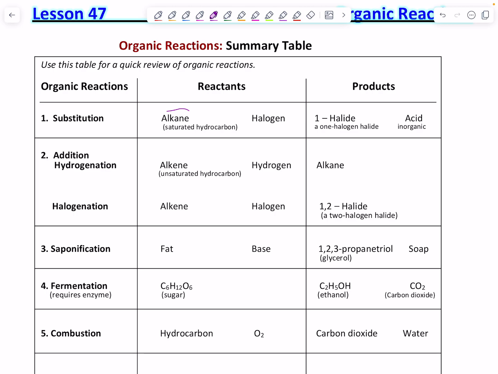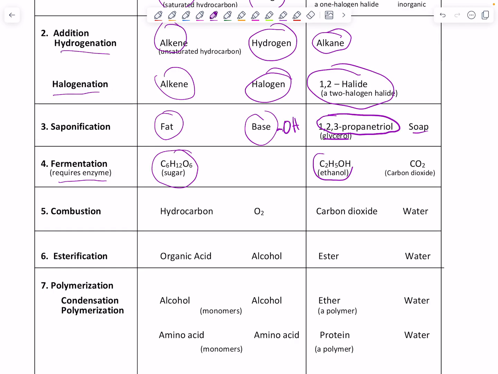For fermentation, remember this one requires an enzyme because it only has one reactant, so it has to have that enzyme to start breaking down. And so we have sugar, and it breaks down with that enzyme, and it produces ethanol and carbon dioxide always. It's always going to be the same. For combustion, we have a hydrocarbon, so typically it's some kind of carbon-hydrogen compound. We don't know the subscripts, but it could have oxygen in it. It could be an alcohol or something else. The other reactant, always oxygen gas, and our products, always carbon dioxide and water.